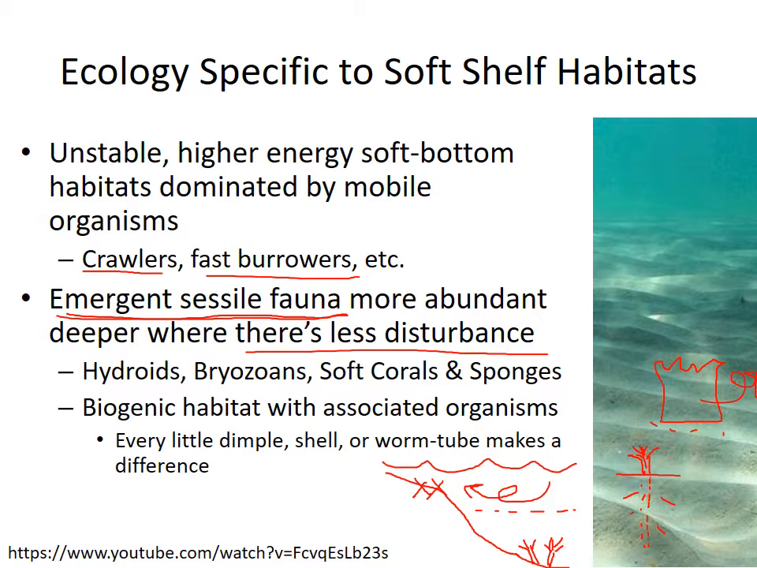So deeper down, you could have some emergent sessile benthos organisms like hydroids, bryozoans, soft corals, and sponges might be able to survive on the soft sediment as long as the currents aren't too strong and there's not waves sweeping them away.